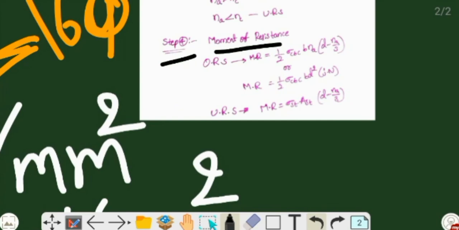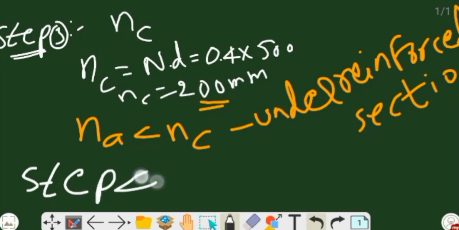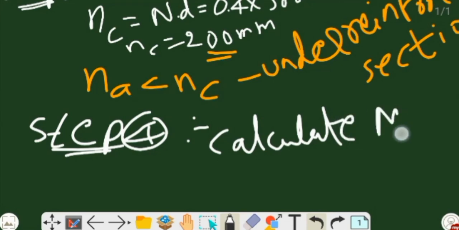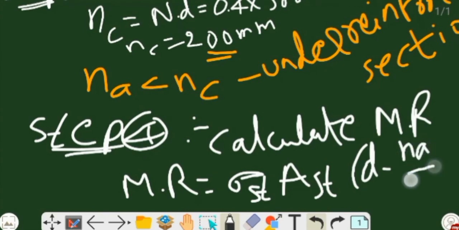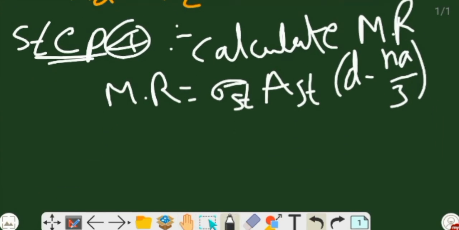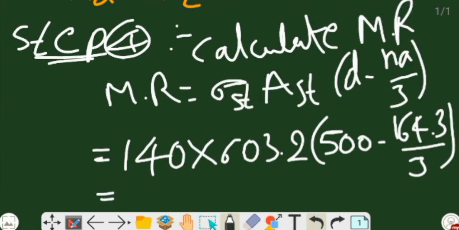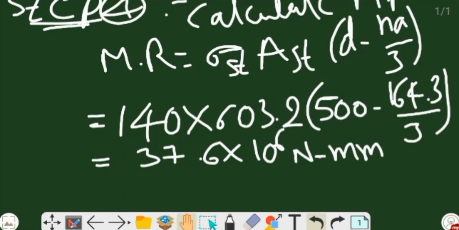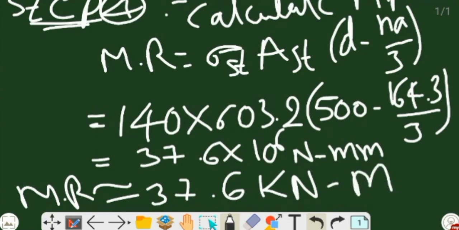So we have to calculate the moment of resistance by using this formula. Step 4. Calculation of moment of resistance. Moment of resistance equal to sigma st into Ast into d minus na by 3. Sigma st is 140. 140 into Ast which is 603.2, and effective depth 500 minus actual neutral axis 164.3 by 3. We get the moment of resistance equal to 37.6 into 10 to the power of 6 Newton mm. Convert this into kilonewton meter, we get the answer 37.6 kilonewton meters.